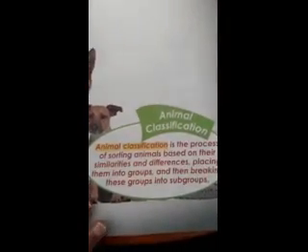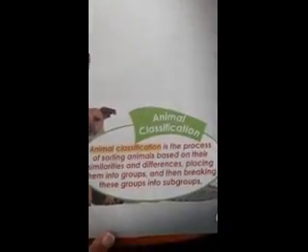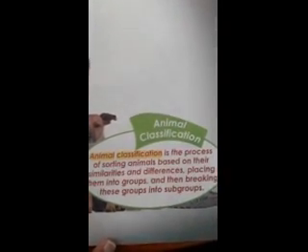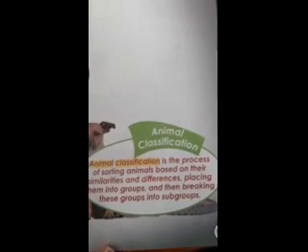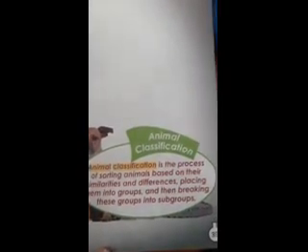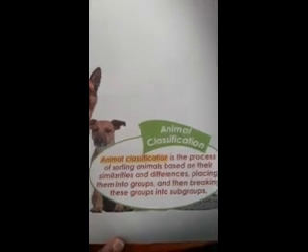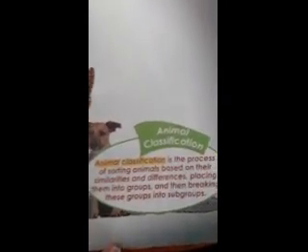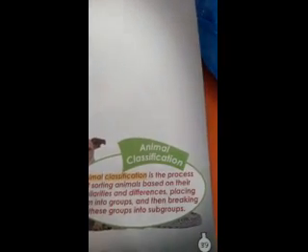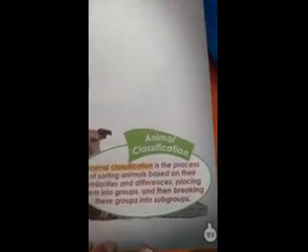So basically, what is animal classification? Animal classification is the process of sorting animals based on their similarities and differences, placing them into groups and then breaking these groups into subgroups. It is the process by which we arrange animals that have the same characteristics, same features, same traits into one group, and the animals that do not match the first group will be placed into the second group. Now the main groups are divided into subgroups by arranging the characteristics of animals.